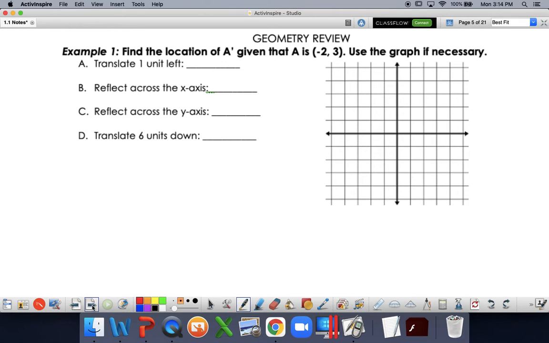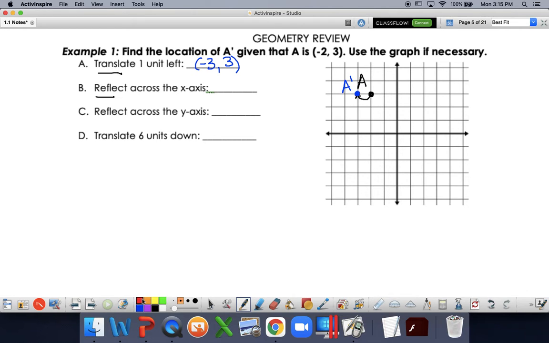So let's do a little bit of a geometry review, really not that much, but I do want to make sure that we understand some of these geometric words like translate and reflect. So what we're going to do is plot the point A, which is at (-2, 3). So here's our A value. Now, what I'd like you to do is translate this 1 unit left. So I'm going to move it over here. Now, what is our new point for A prime? Well, it's (-3, 3).